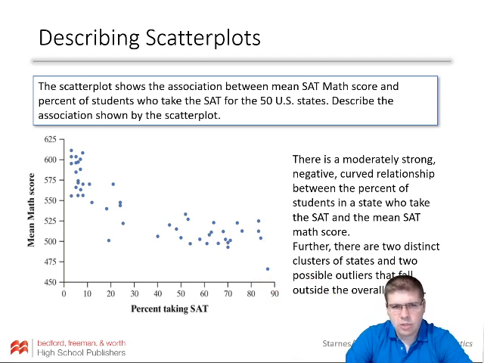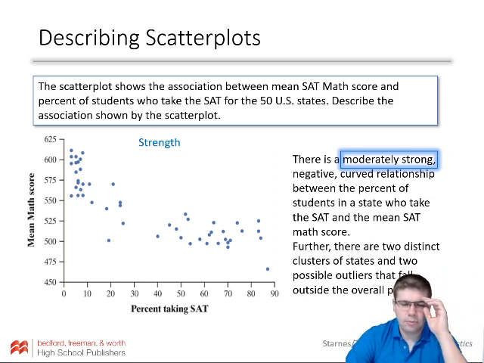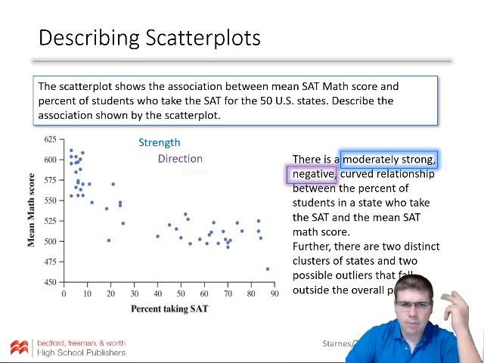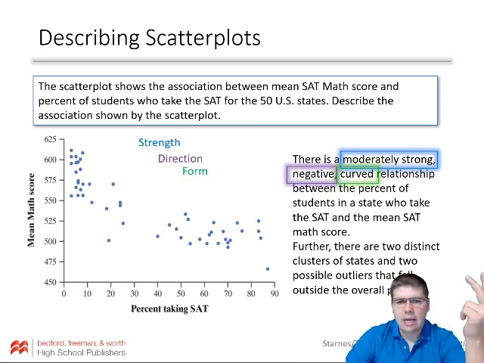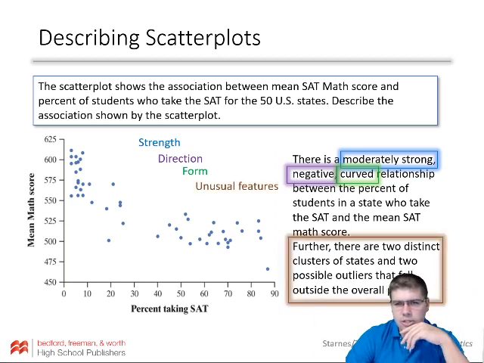And then they go through here. So we made sure we covered the strength by describing it as moderately strong. You could have very strong, weak, weak to moderate. There's a bunch of different ways you can describe it. We'll actually get a better way of describing strength with correlation eventually. But they describe the direction as negative, and they describe the form as curved. And then we have our unusual features. They describe the two clusters, and then of course we got context in there as well.